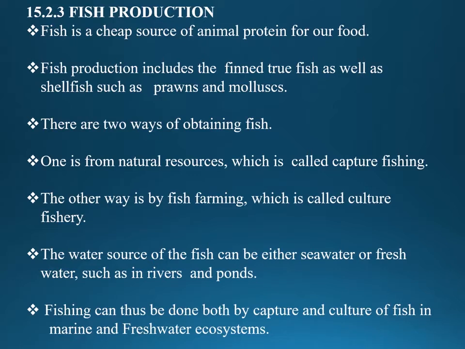Shellfish are not true fish, but as they have skeleton and scales, as prawns and mollusks, they are called shellfish. There are two ways of obtaining fish. One is from natural resources, which is called capture fishing. The other way is by fish farming, which is called culture fishery. You should know this as it is very important. Two ways: one is capture fishery, another is culture fishery. Natural way of collecting fishes is capture fishing; doing it by an artificial method is culture fishery.